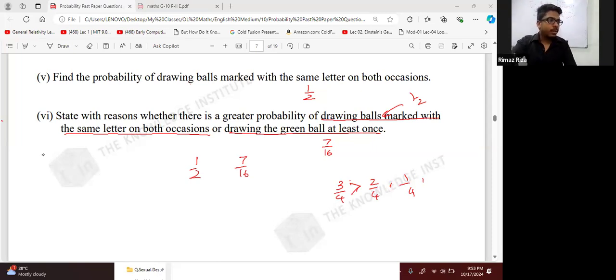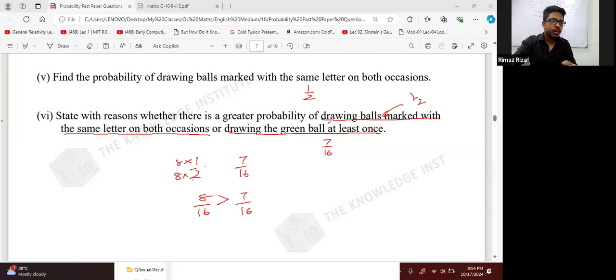But now we want to compare these two fractions. What we can do is find the LCM of 2 and 16, which is 16. To make it 16, we multiply this by 8, so here we also multiply by 8. Then this will be 8 over 16 and then 7 over 16. Now it's very clear, 8 over 16 is greater than 7 over 16. The 8 over 16 is from drawing balls marked with the same letter on both occasions.